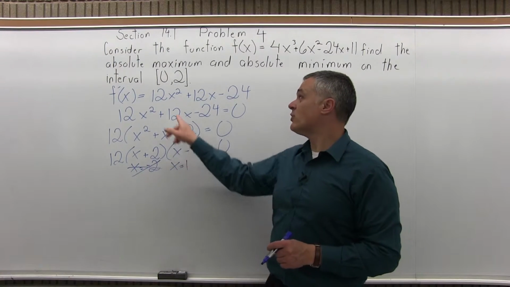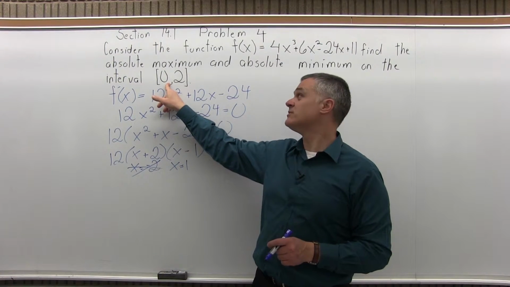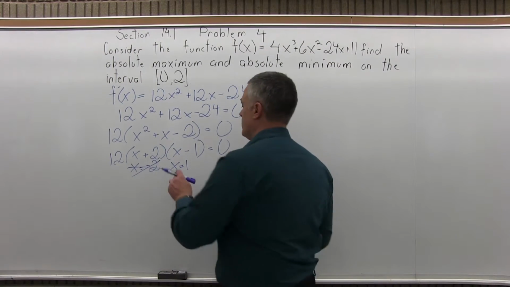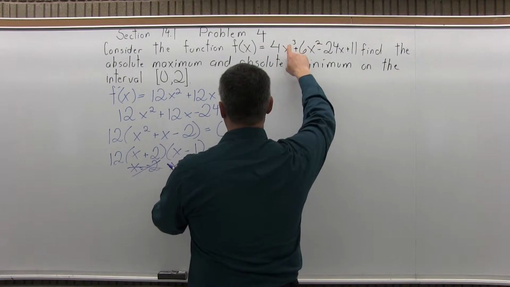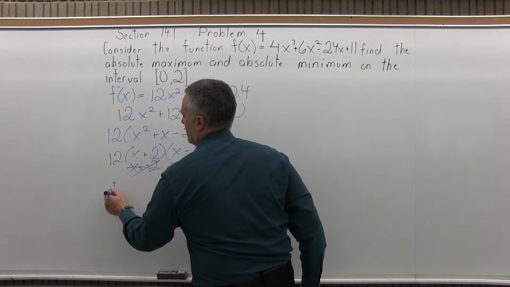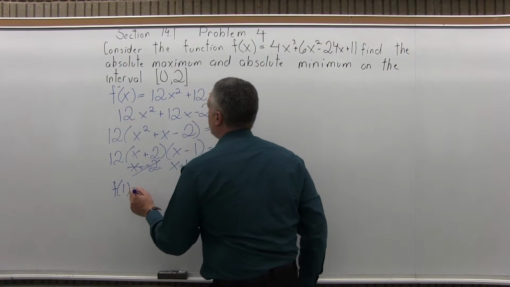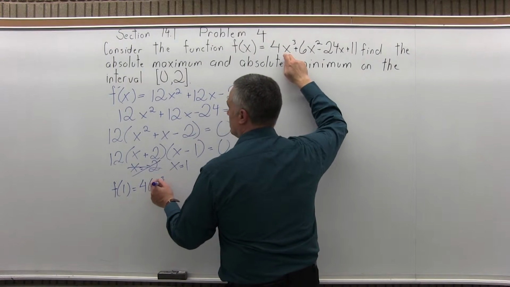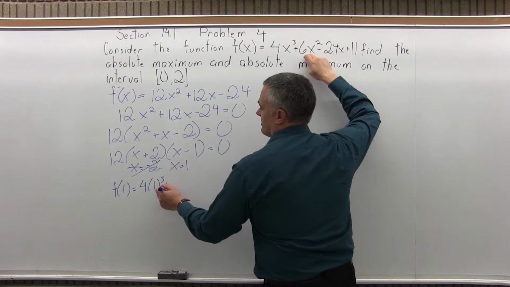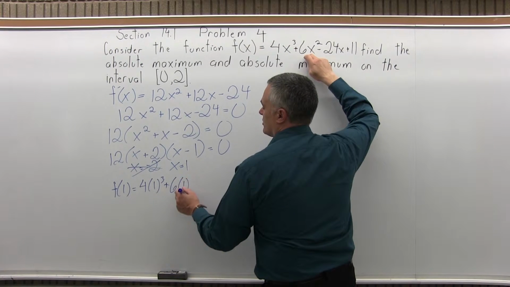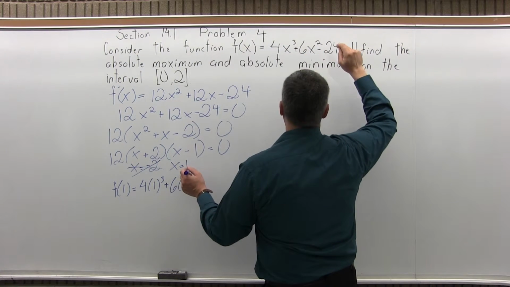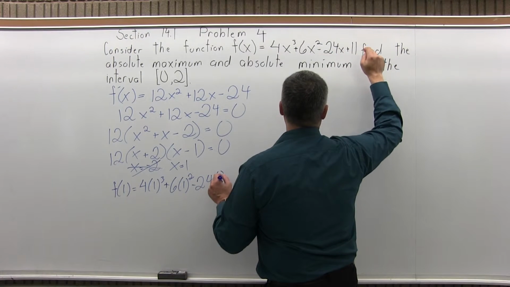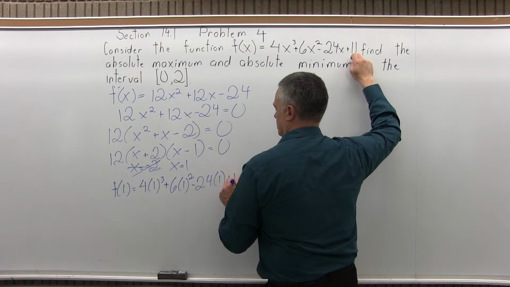I don't even consider that anymore. X equals positive 1 is within the given interval from 0 to 2, so I do have to find the height for x equals positive 1. So let me put positive 1 into my function, find f of positive 1. So f of 1 equals 4x cubed becomes 4 times 1 cubed, plus 6x squared becomes plus 6 times 1 squared, then minus 24x will be minus 24 times 1, and I have a plus 11.